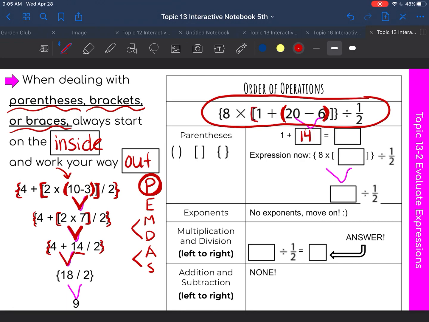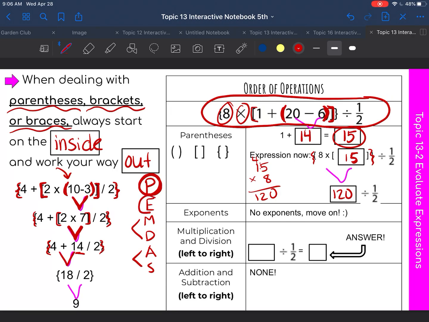And then we have our brackets, which is 1 plus 14. So we get 15. So now our expression is braces, 8 times what we just found, which is 15, divided by half. Since we found our parentheses and our brackets, now we're going to solve our braces. So we do 8 times 15. So 15 times 8: 8, 16, 24, 32, 40, plus 80 is 120. So our problem is 120 divided by half.